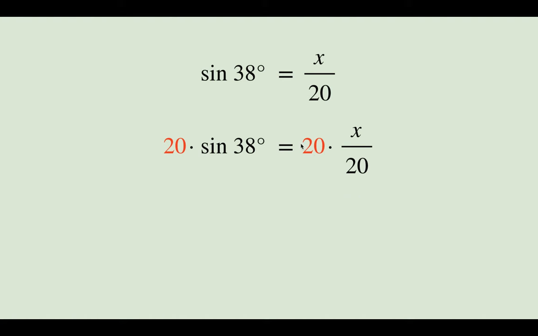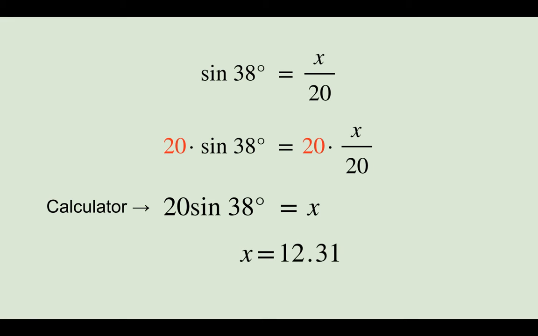And then you'll see the 20s divide out here, so I'm left with just an x. And I'm left with a 20 times sine of 38. And we don't put the little dots, we just write them next to it. It means multiplication. Okay, and so now I have 20 sine 38. And this I will do in a calculator. So type in 20 sine 38, hit enter, and you'll get x equals 12.31. All right, and we're going to round, so round to the hundredths.